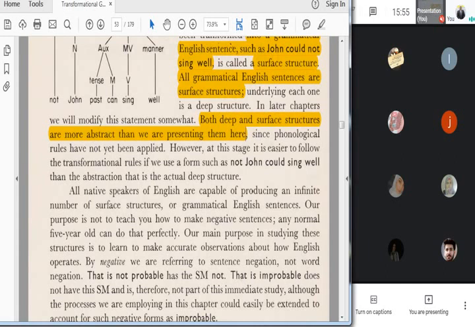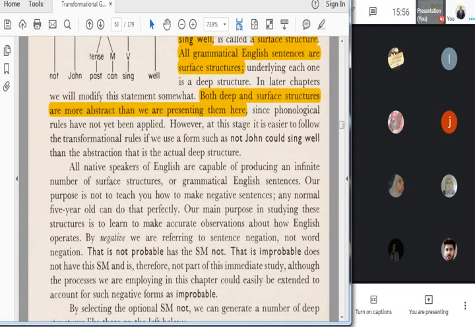What do we call it today and in the other days, the past days and the lectures yet to come? We used to call them transformational grammars or transformational grammarians' rules. However, at this stage, it is easier to follow the transformational rule if you use a form such as not John could sing well, than the abstraction that is the actual deep structure, okay?